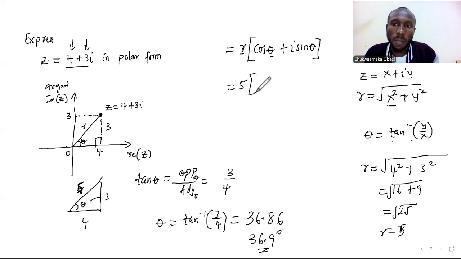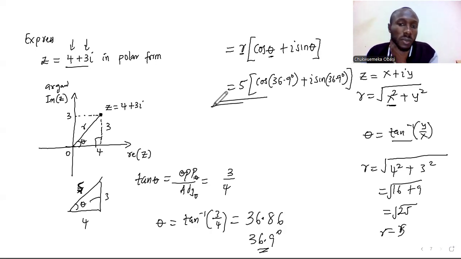So that's our theta. And remember, they can tell you to put this in radians. So this is just theta in degrees. So that's going to be cos 36.9 degrees plus i sine 36.9 degrees. So this is the complex number in its polar form. Remember, the shortest way of doing it is to just say the modulus, which is r, and tell them this is the complex number in polar form.